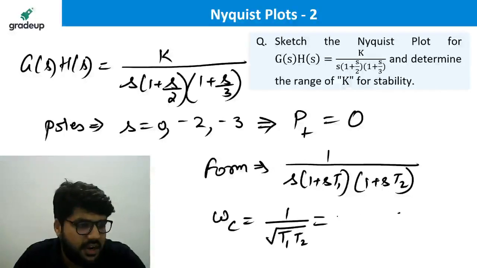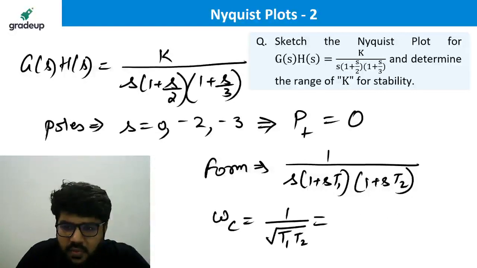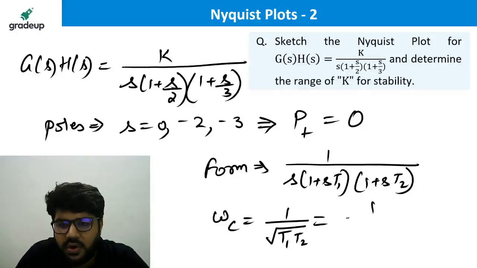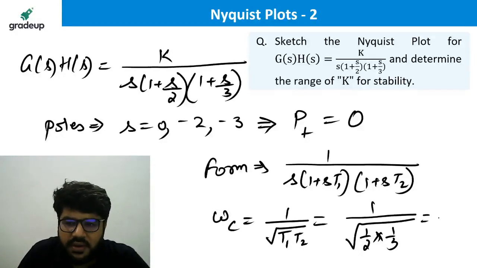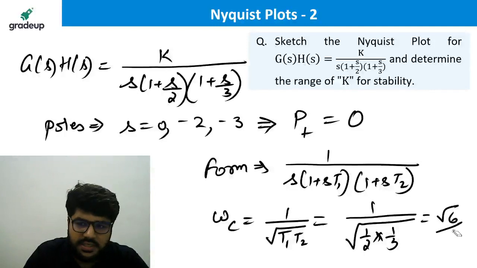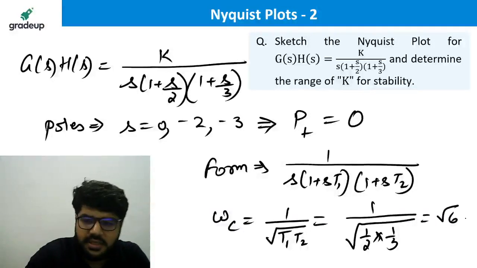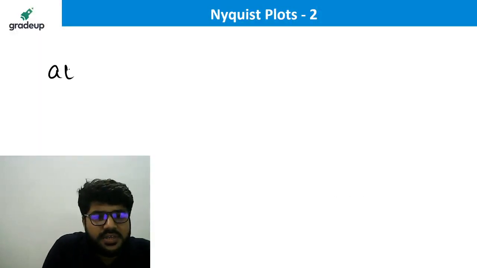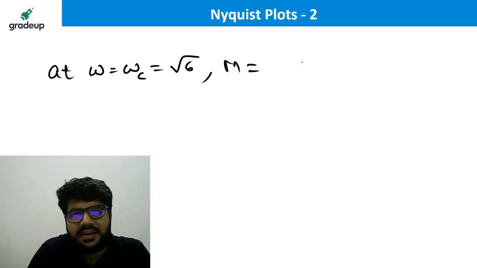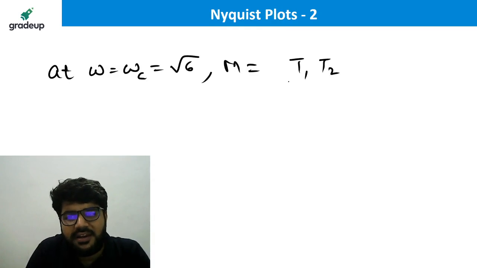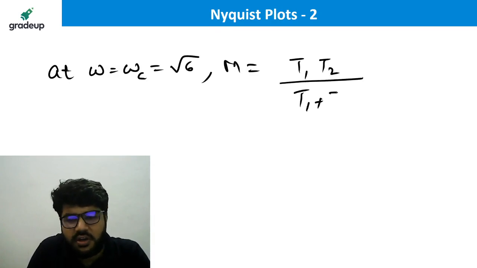No, Shashanka, not the correct analysis. 1 upon root T1T2. What is T1 and T2? T1 is half and T2 is 1 by 3. So 1 upon 1 by root 6, final answer root 6. And I'm using the result that we have solved at omega equal to omega c equal to root 6. What was the magnitude? I gave you the formula for magnitude there. You can just refer to your notes.